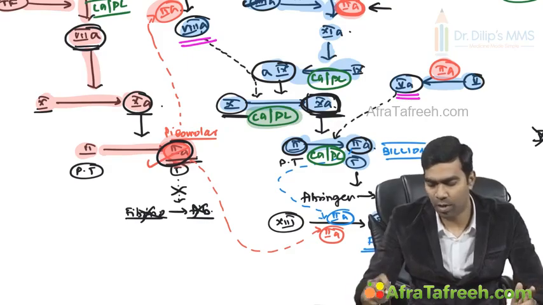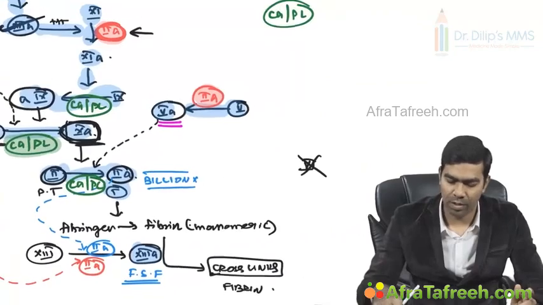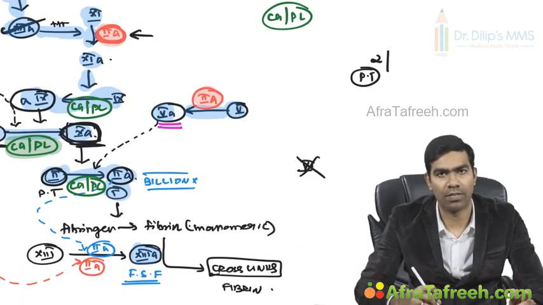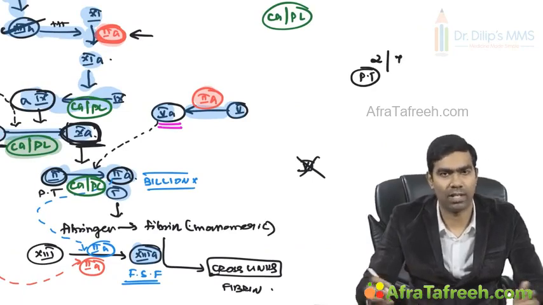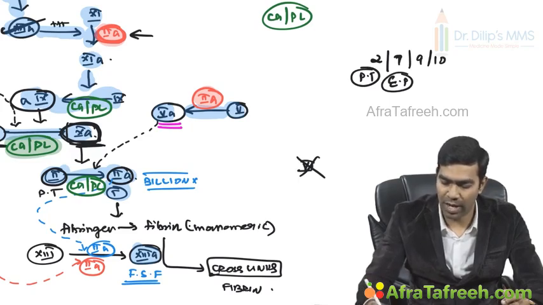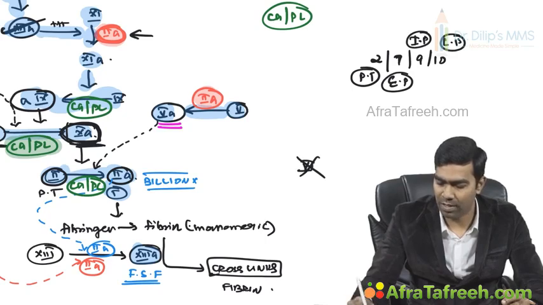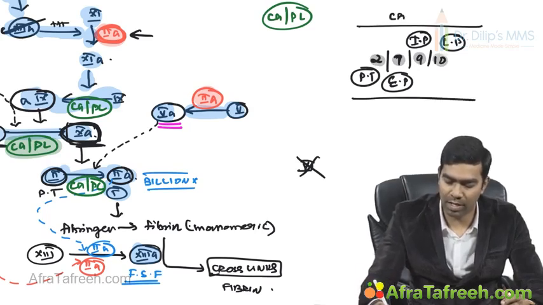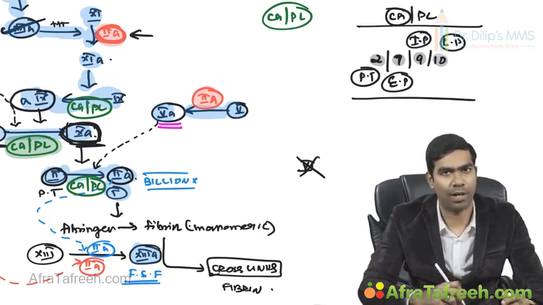So you can see one important association here. You have factor 2, that is prothrombin to thrombin conversion. Then you have 7, that is 7 to 7A conversion. This happens in the extrinsic pathway, isn't it? Then you have 9 and 10. So you know 9 is the intrinsic pathway and 10 is in the common pathway. So you have these factors 2, 7, 9, 10. These are the factors that are dependent on calcium and phospholipids. Am I right or not?